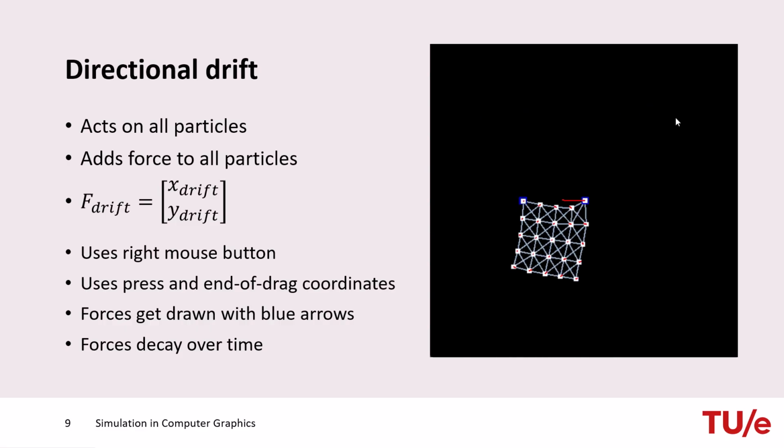Another type of force we added was directional drift, which is a vector field that can be introduced to the simulation by clicking and dragging the mouse across the screen in the desired direction and holding the right mouse button. These forces then get added to the force accumulators of the particles, and the forces from the vector field decay over time.